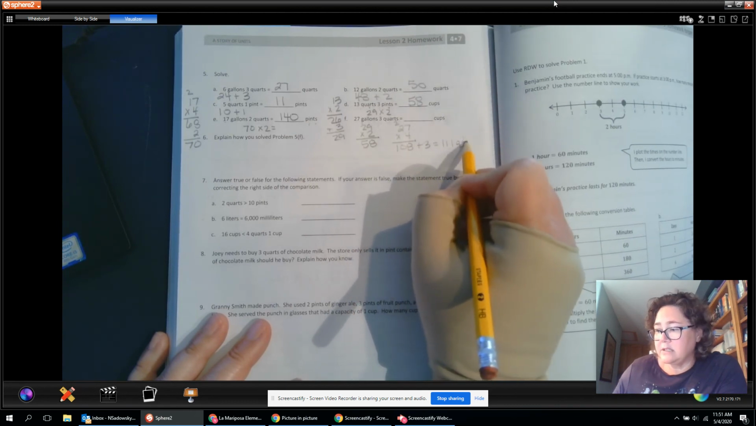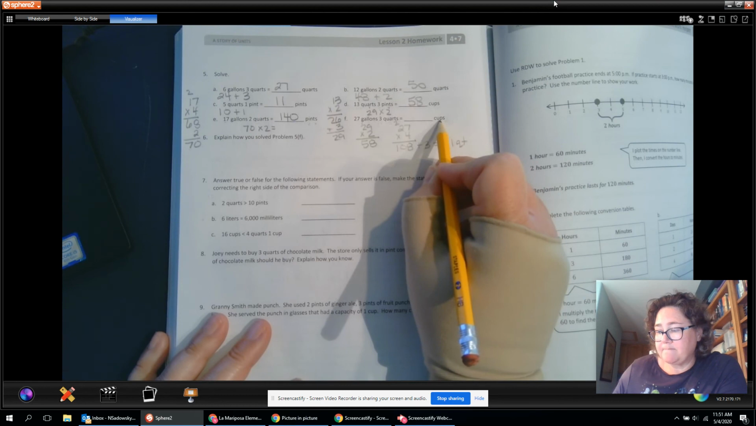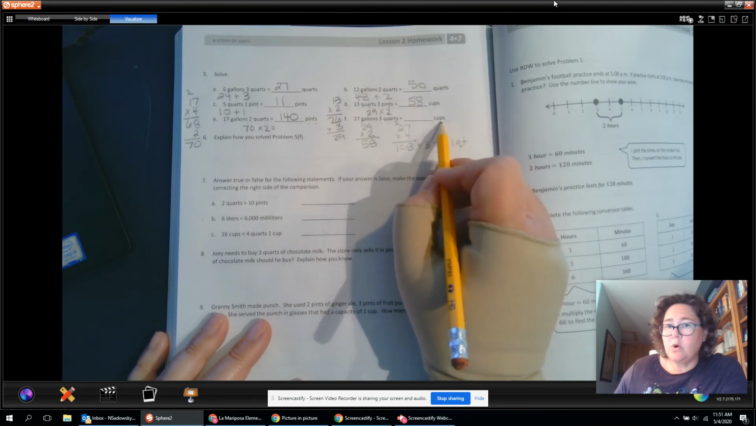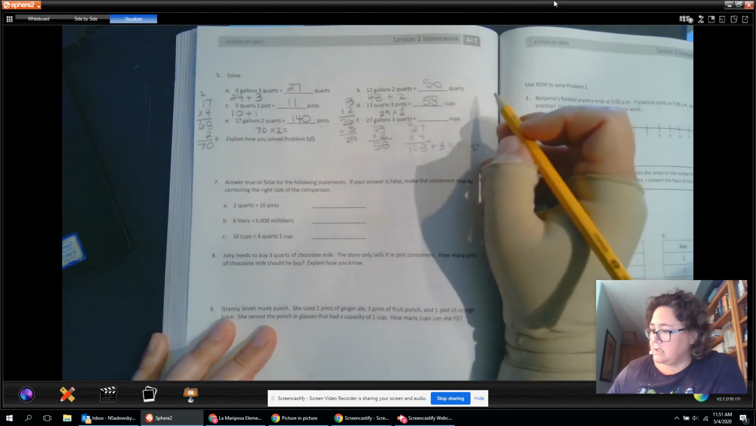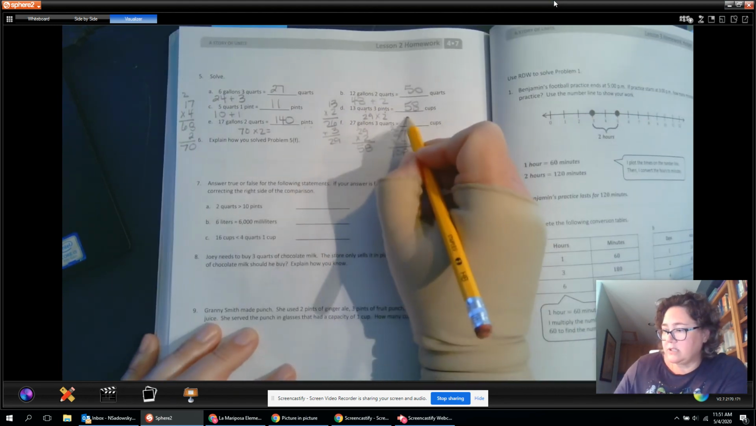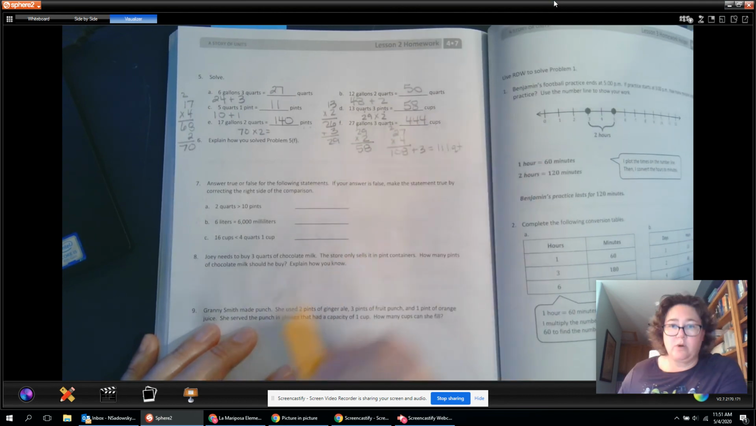Again, these are quarts. We got to get to cups. There are 4 cups in 1 quart. So we're going to multiply this times 4, which is going to be 444. Okay?